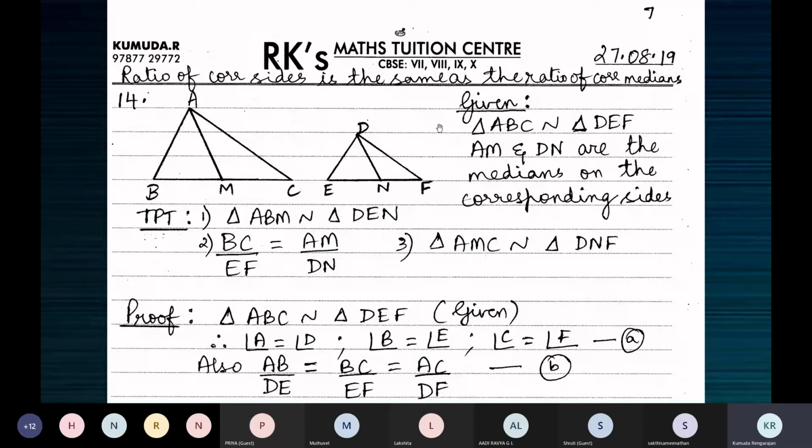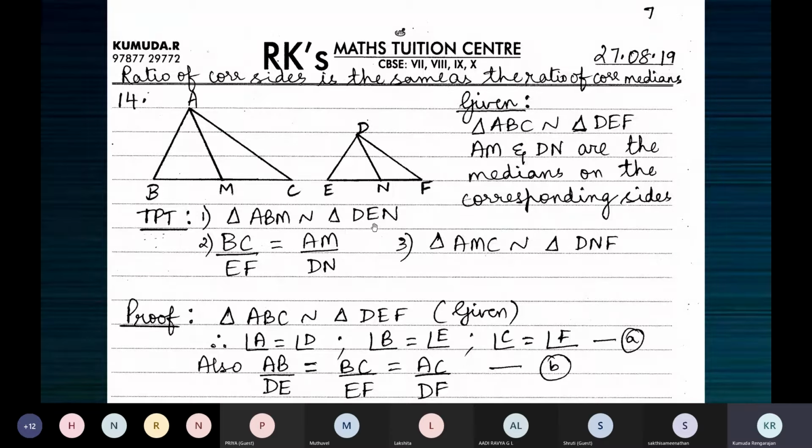Regarding this proof, I've just written that to highlight, that's all. All this info will be given to you. To prove this first one, second one, third one, all this will be given to you. Not that from the statement you have to write all these three. No, not like that. So we need to prove that triangle ABM is similar to triangle DEN.